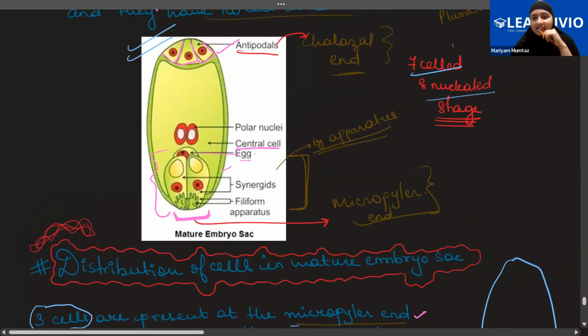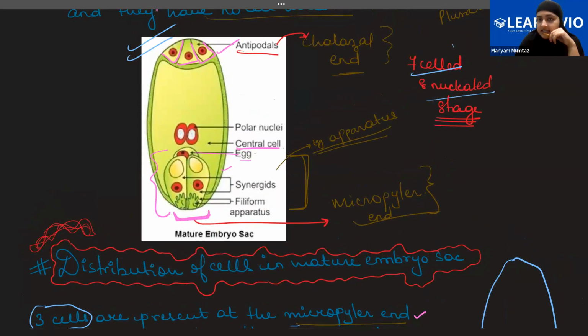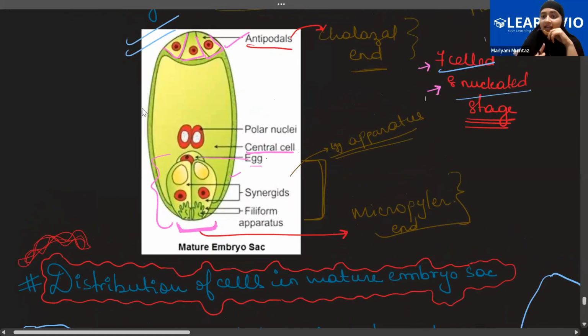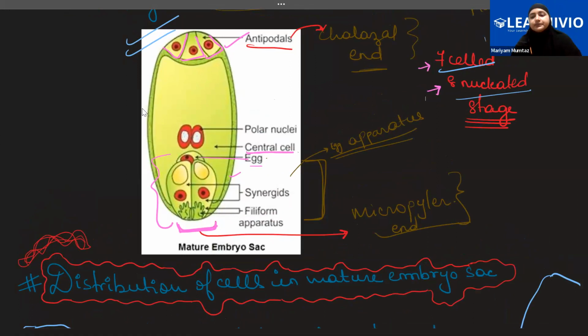Now, they say that the mature angiospermic embryo sac is 7-celled and 8-nucleated. Now, you people count and tell me, is that justified? It being 7-celled, 8-nucleated stage. Is it justified? Yes, ma'am. Yes. Okay, let us count the cells now.